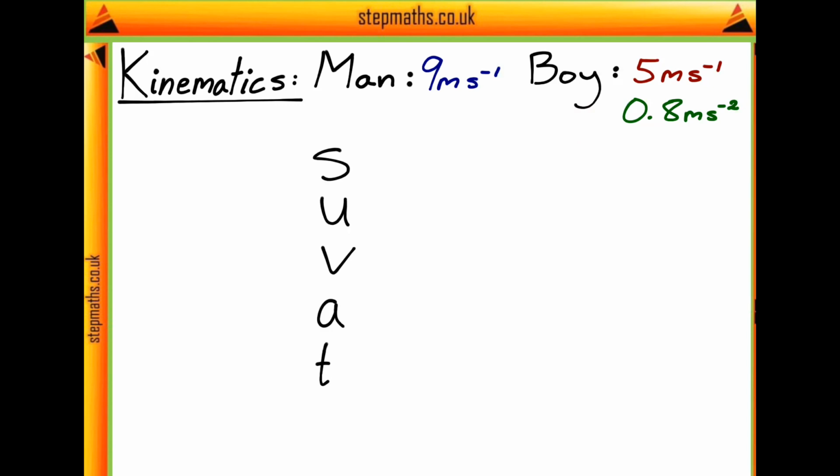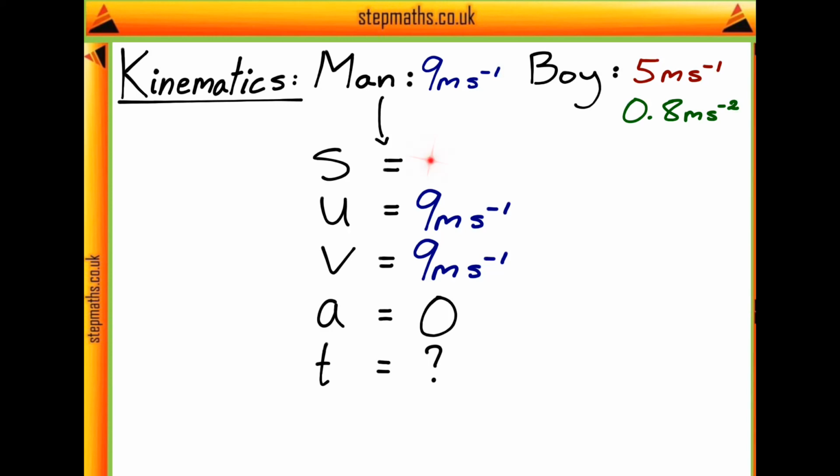So, for the man, the variables for our SUVAT equations would be, well, we don't know the distance the man is going to travel before he draws level with the boy, but we do know that initially he's travelling at a speed of 9 meters per second. Since this is just a constant speed and there's no acceleration, we know that when he draws level with the boy, his final velocity is also going to be 9 meters per second. And then the acceleration is obviously going to be 0, and we don't know the time. So we've got two unknowns here.